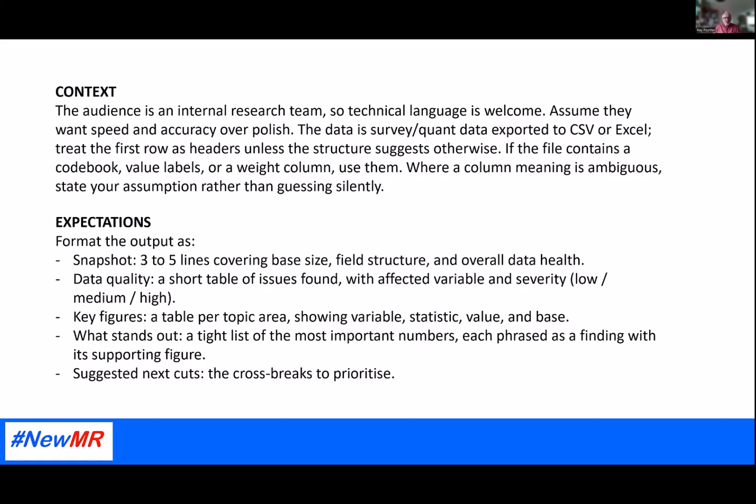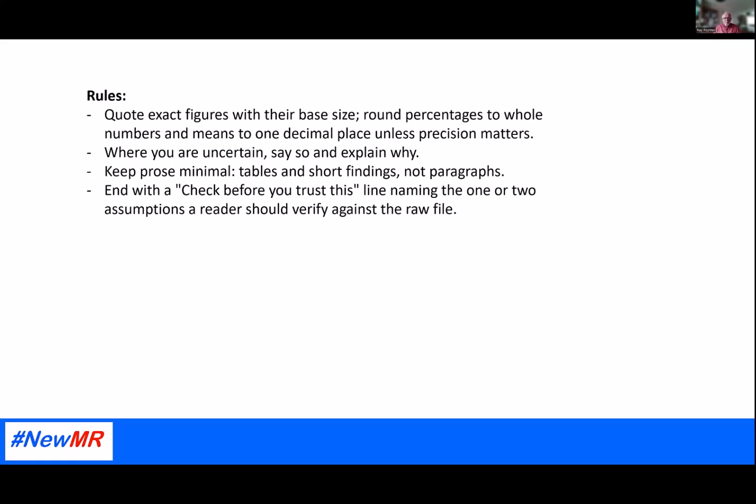Then the expectations. It's suggesting 3 to 5 lines covering the base size, field structure, a short table of issues found around data quality, some key figures, and then suggestions for the next steps we're going to take. Again, it's now much easier than thinking about this from scratch, just to make a few tweaks.